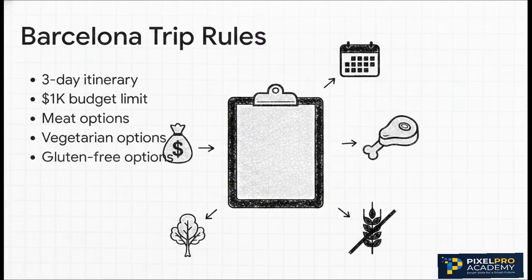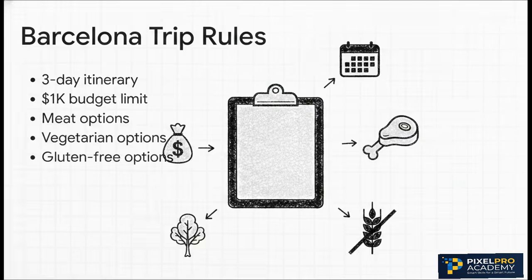Let's look at a really practical example from the source: planning a group trip to Barcelona. You can set up a space and input strict, non-negotiable baseline rules for the AI to follow. In this scenario, the instructions were to build a 3-day itinerary with a strict $1,000 budget limit for activities. But the real magic is in the nuance. The instructions specifically required the AI to only suggest restaurants that accommodate meat eaters, vegetarians, and have very clear gluten-free options, making sure every single friend on the trip is covered. And because these rules are baked right into the space, the AI will never suggest a spot that breaks them.